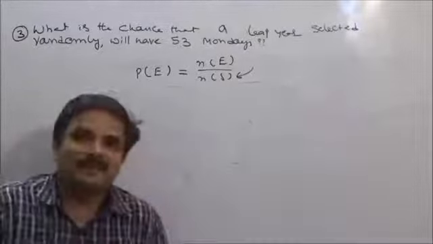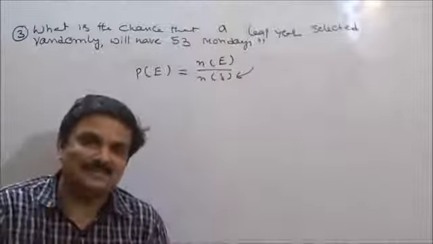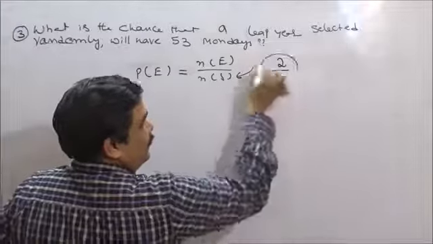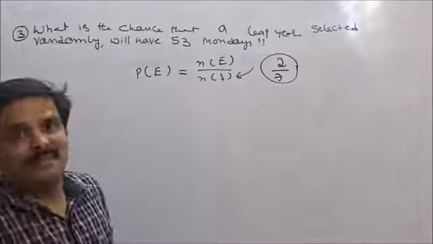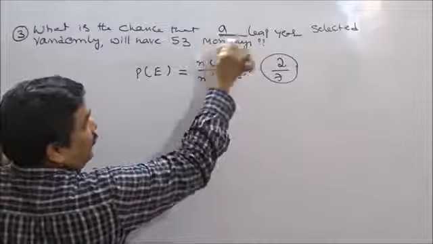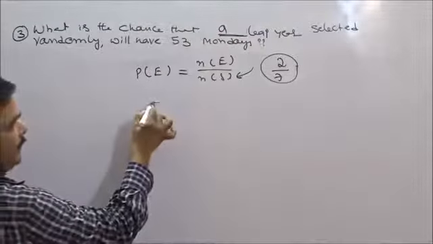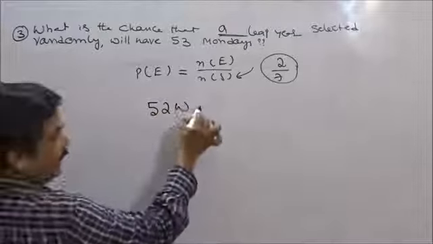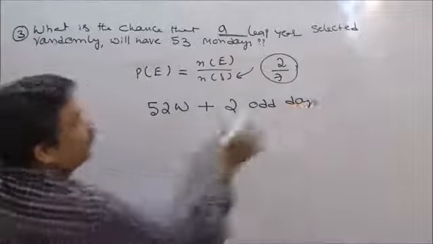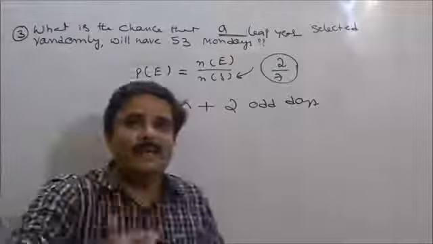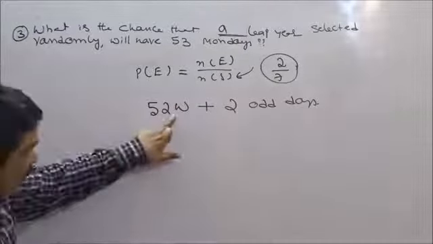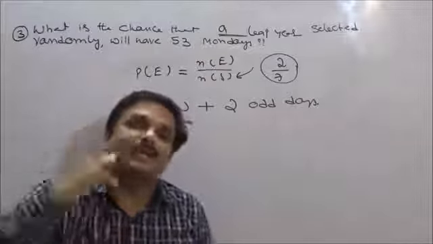Got it, students? The right answer should be 2 out of 7. 2 by 7 is the probability. How is it 2 by 7? Just observe, students. This is a leap year chosen randomly. Every leap year has 52 weeks and 2 odd days, 2 additional days. An odd day is a day beyond a complete week. Here, 52 complete weeks and 2 extra days are there.